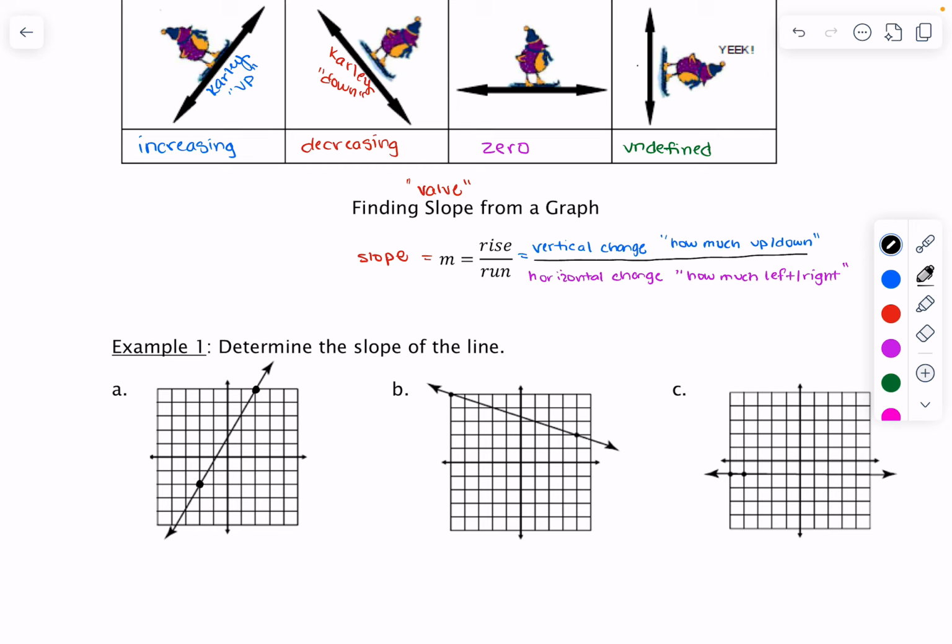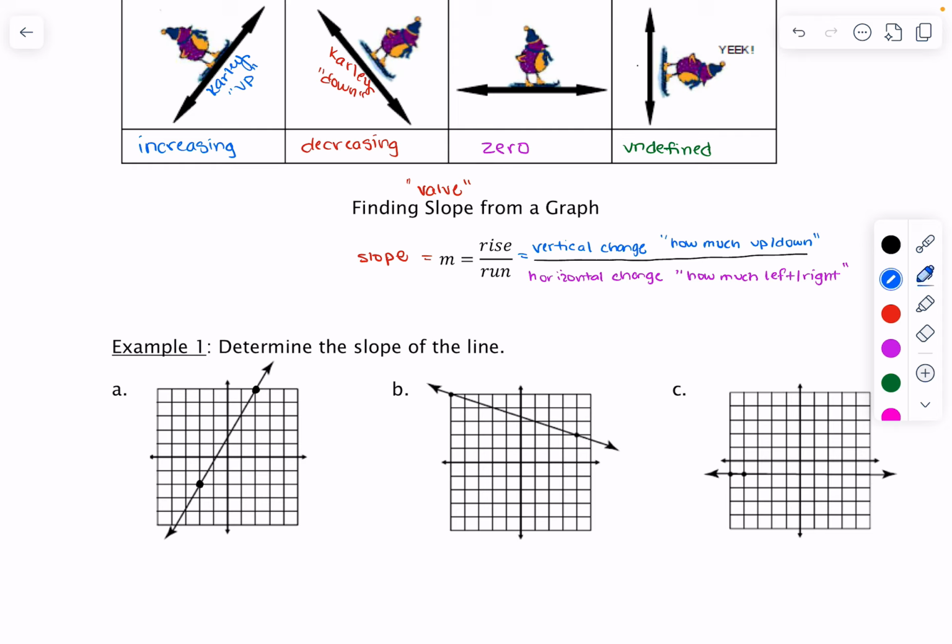Now, sometimes you may not be given 2 points. You will have to find those 2 points on the grid, and we're looking for those points that cross the grid at an intersection point, right? So like this one right here that I'm circling would not work because it's not on the grid. And I'll show you some examples of that in a bit. But let's first look at these 2 points on example A.